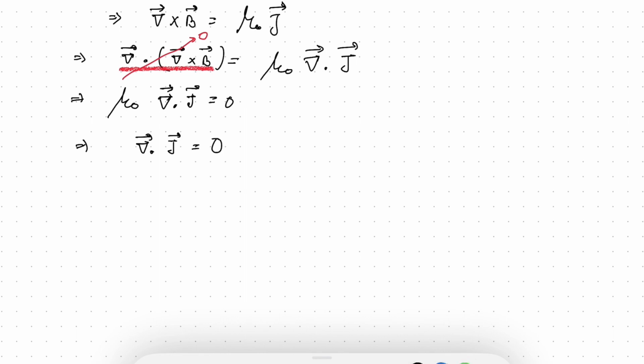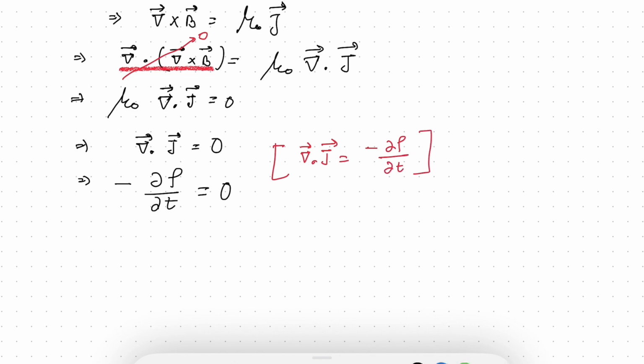Okay, so now you see this del dot J, that is nothing but minus the partial derivative of rho with respect to time t, that is equal to 0, right? So remember this equation, that del dot J is equal to minus del rho by del t.